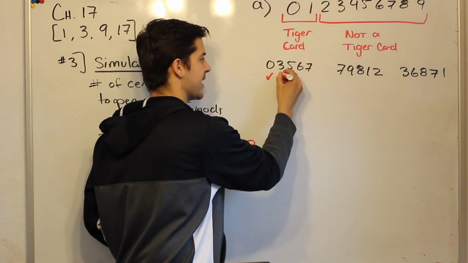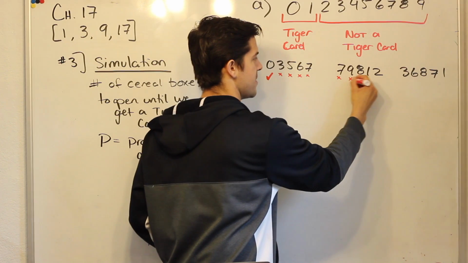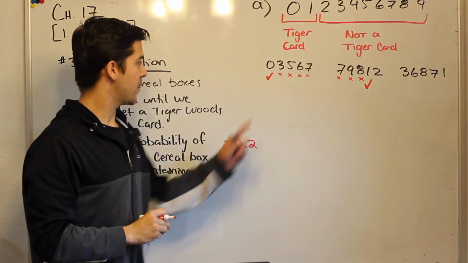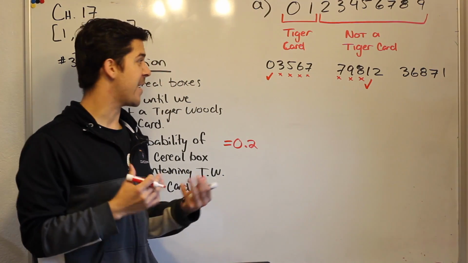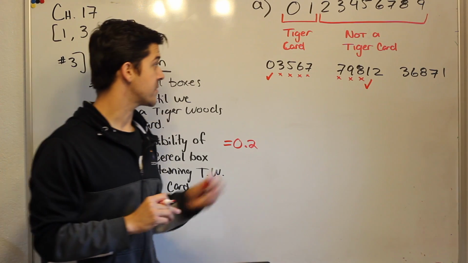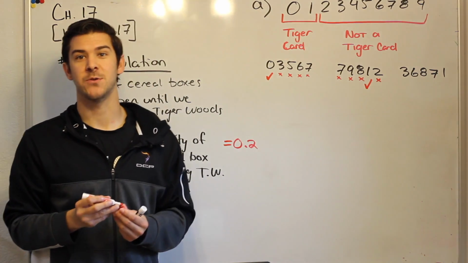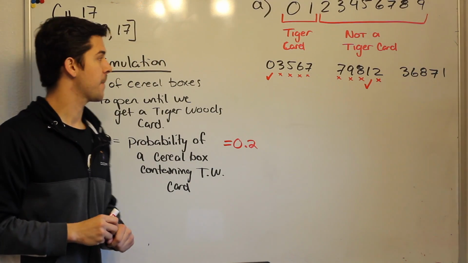But then I would not get a card, not get a card, not get a card, not get a card, not get a card, not get a card, not get a card. Oop, I found another one. So in 10 trials, I would find 2 Tiger Woods cards, which is also about 20%.